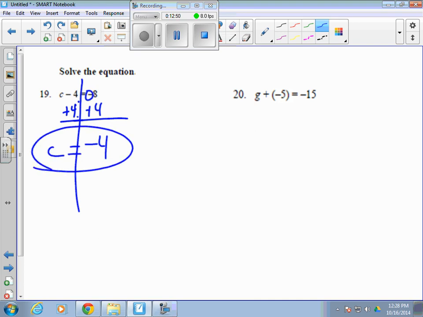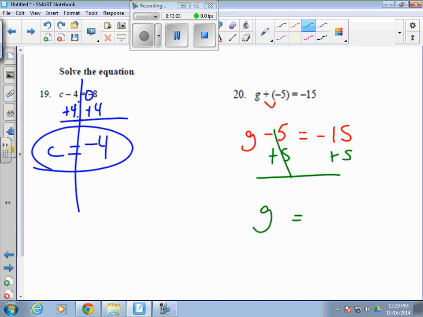C equals negative 4. Next is the same thing as G minus 5 equals negative 15. So undo minus 5 by adding 5 to both sides. G, this will cancel out, is equal to negative 15 plus 5. Opposite signs again, 15 minus 5 is 10. Keep the negative value since 15 was larger. G is negative 10.